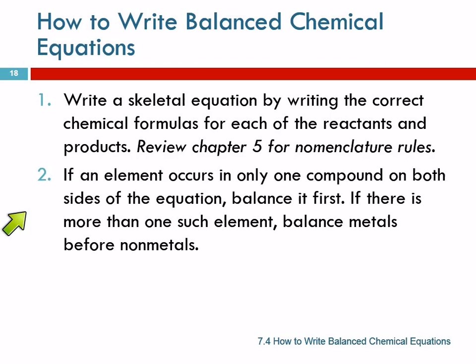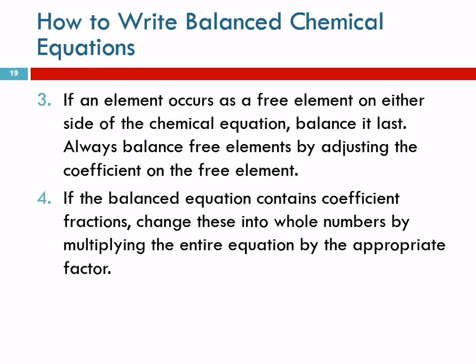The next part is a technique we call balancing by inspection, which means we look at it and try to figure it out. So these are guidelines. If an element occurs in only one compound on both sides of the equation, that might be a good one to start with. If there's more than one of those, try balancing metals before nonmetals. That's a guideline. You don't have to follow that. If you have an element that occurs as a free element, either in the reactants or products, probably save that one for last.